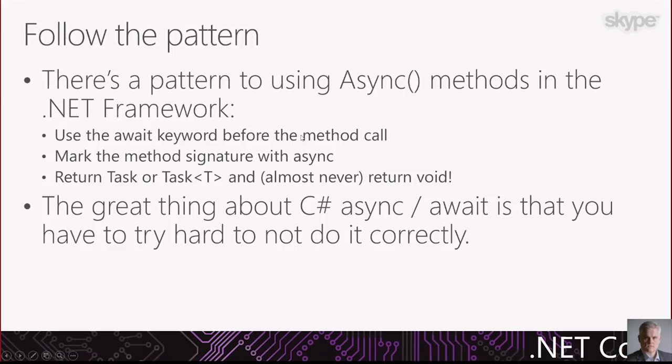And that's really the great thing about the C# async features, is that you really have to try to not do it correctly. If you forget one of those operators or keywords, you'll see a red squiggly line. If you use some of the features of IntelliSense, it's going to try to help you get the statement right.